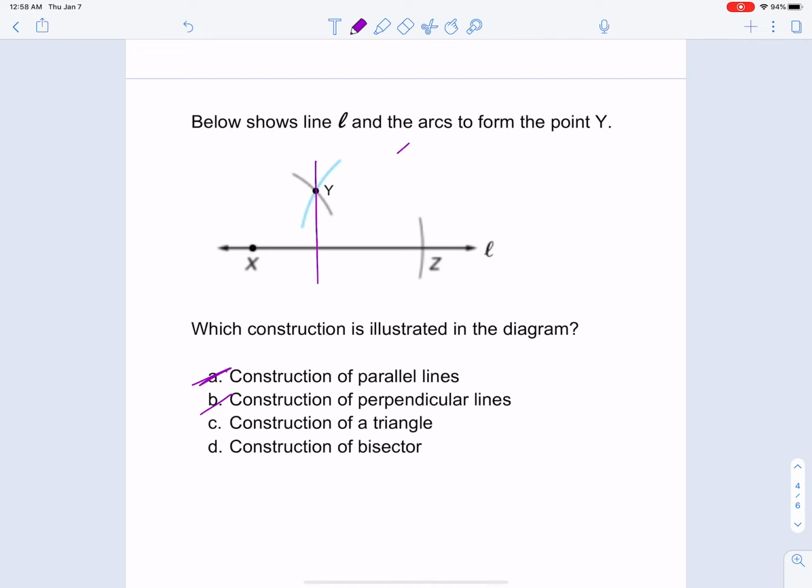And then construction of a bisector. Are we cutting the line in half? Is this equal to this side? No. So if we use process of elimination, C is our only answer that makes sense.